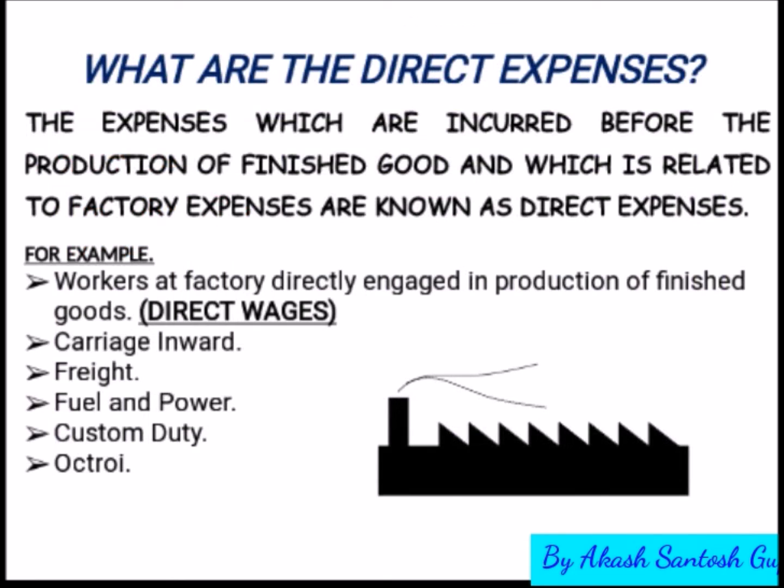Now, my friends, let us see what are direct expenses. The expenses which are incurred before the production of finished goods and which are related to factory expenses are known as direct expenses. For example, workers at the factory directly engaged in production of finished goods are direct wages, carriage inward, freight, fuel and power, custom duty, octroi.